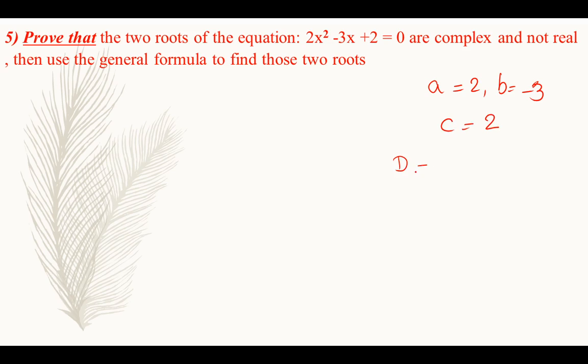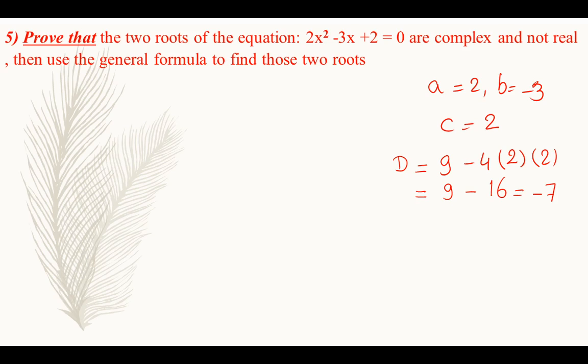Discriminant equals B² minus 4AC. B² is negative 3 squared, which equals 9, minus 4 multiplied by A, 2, multiplied by C, 2. This equals 9 minus 4 times 2, 8, 8 times 2 equals 16. 9 minus 16 equals negative 7. Since the discriminant is a negative number, the quadratic equation has two complex and not real roots.